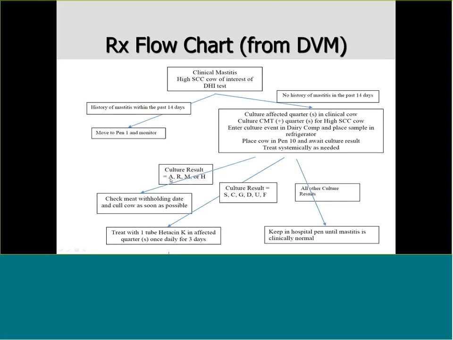So this would be a Strep ag cow, or a Strep aureus cow, or a Mycoplasma cow, or a Prototheca cow, right? Don't ask me how DairyComp comes up with the letters for these. If it was a culture result S, or Strep, or coagulase negative Staph, or a group G Strep, or Strep dysgalactiae, or Strep uberis, right? Treat on this particular dairy with 1 tube of Hetacin in the affected quarter once daily for 3 days. All other culture results keep in the hospital pen until mastitis is clinically normal. Pretty simple stuff. And that all gets into DairyComp and is driven by the pathogen result.